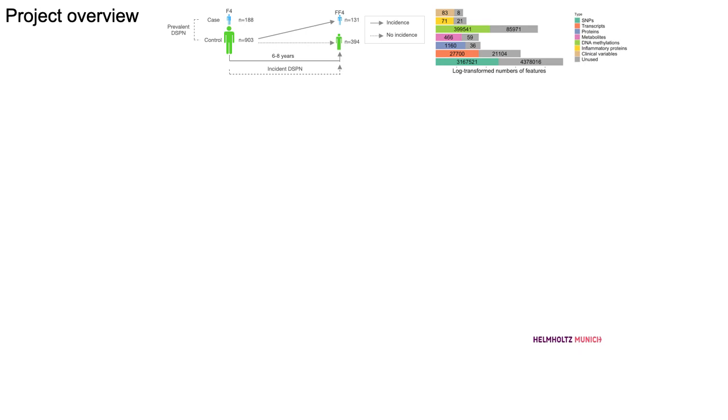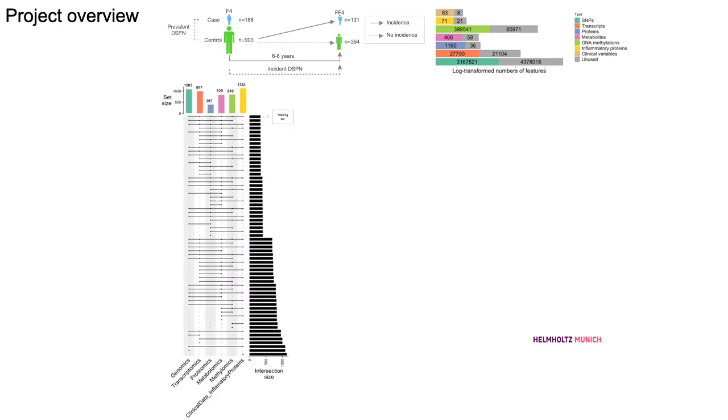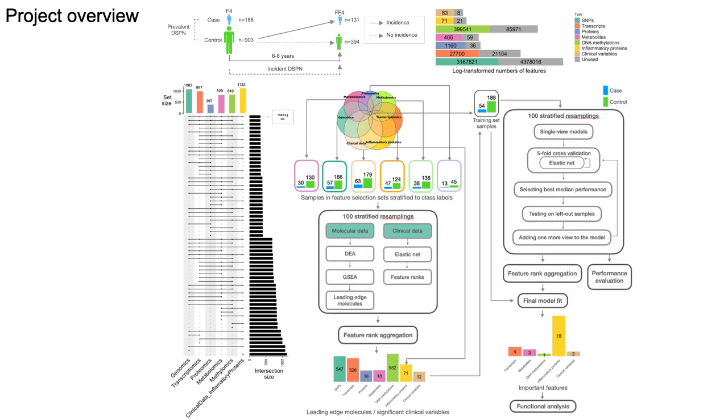So here we have 7 different data types with different numbers of features, and regarding the sample size, we have different numbers of samples for each data type, and they also overlap each other in a complicated way. So what we're trying to do is to extract a subset of samples that have all of the features for the training, and the remaining samples for each data type were reserved for the feature selection.